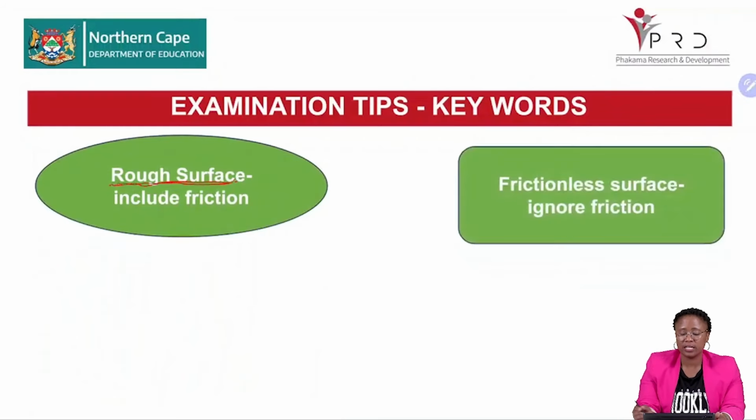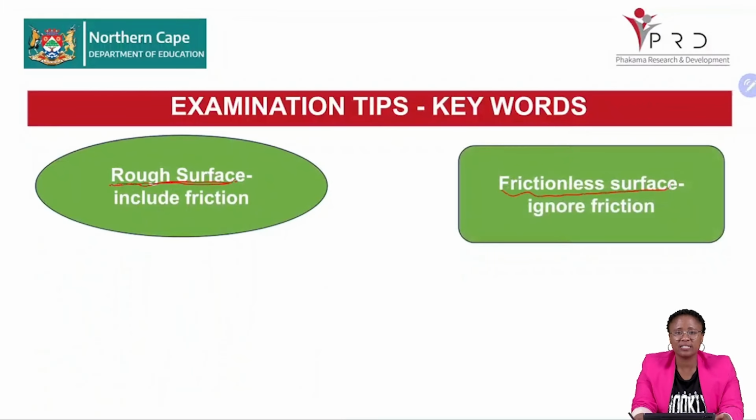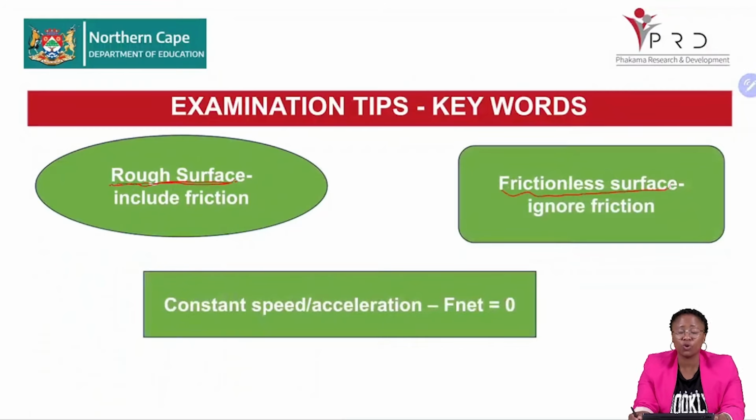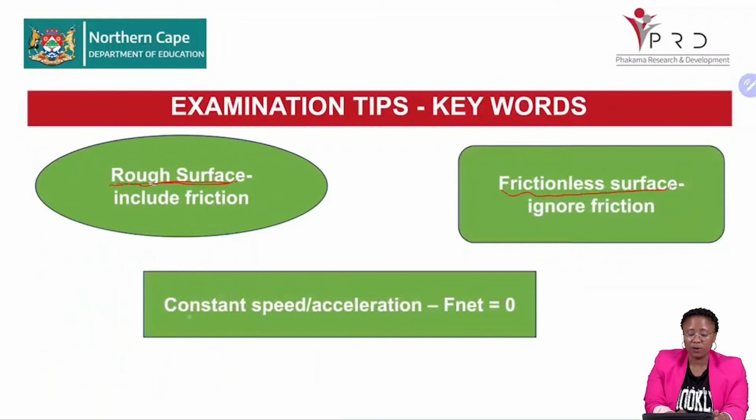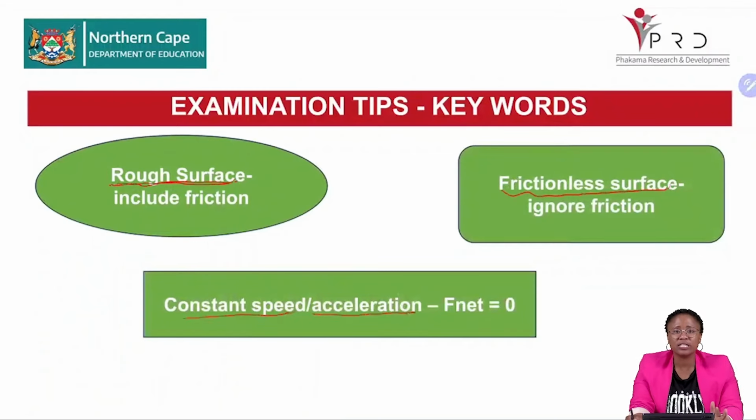Another keyword that the examiner can give is frictionless surface. The moment you see frictionless surface, the examiner is saying to you, please ignore the friction force. Do not include friction as you do your calculations. And another one is constant speed or constant acceleration. The moment you read the statement and they tell you that the object is moving at constant speed or constant acceleration, you now know that F net will be equal to 0, because acceleration there will be 0 according to Newton's first law.